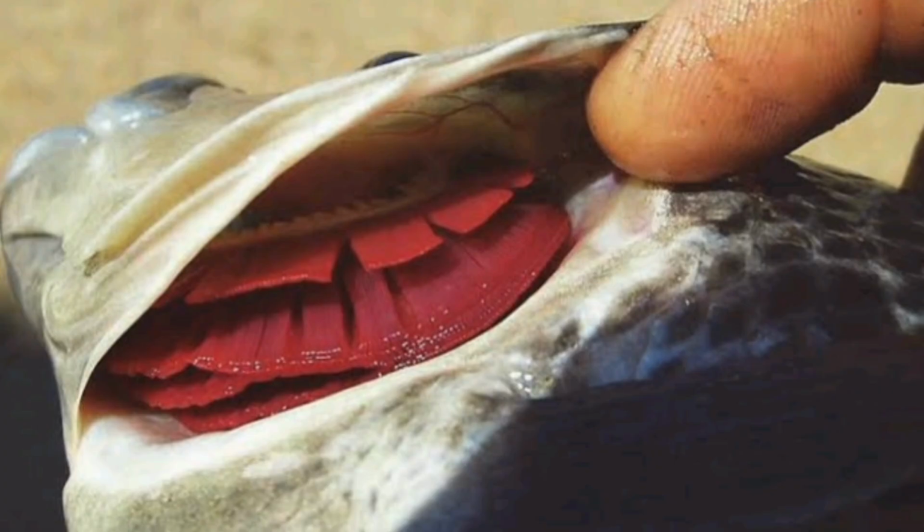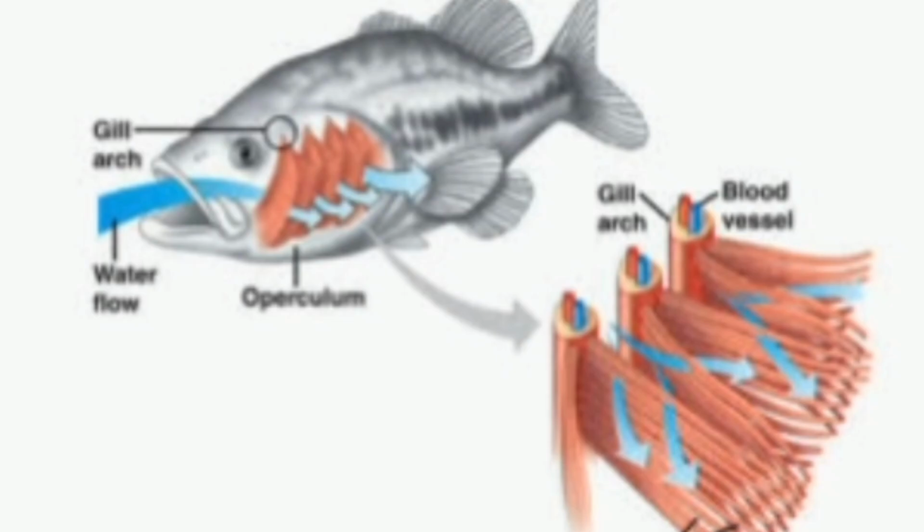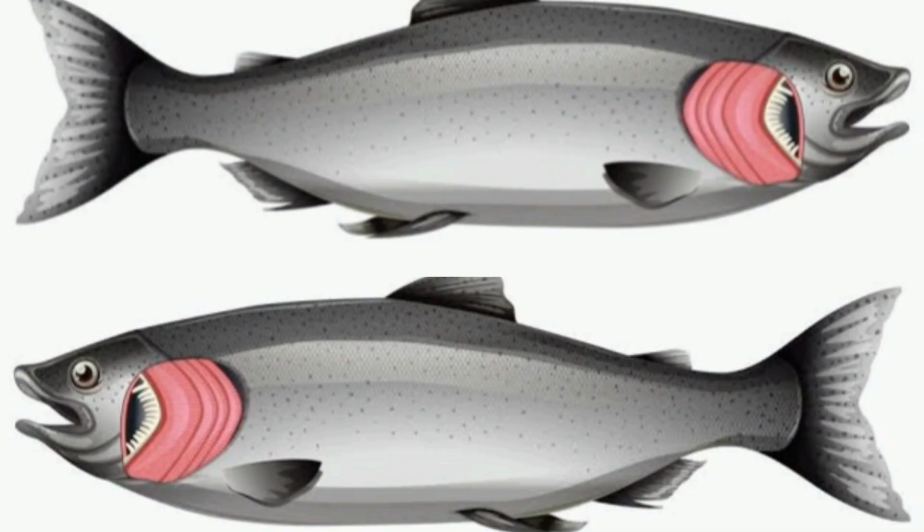Gills are considered a unique structural adaptation because gills allow fish to live and breathe underwater. The gills are found on both sides of the fish's head.